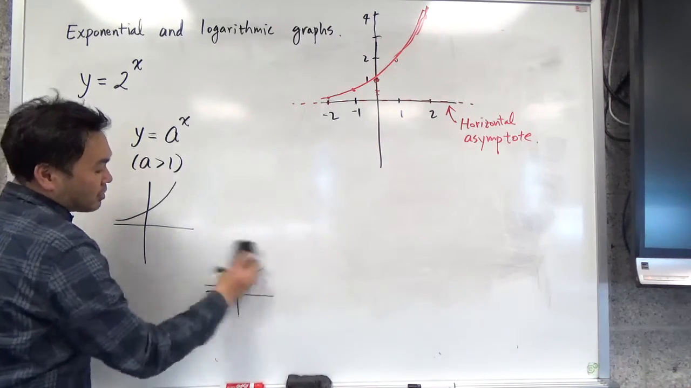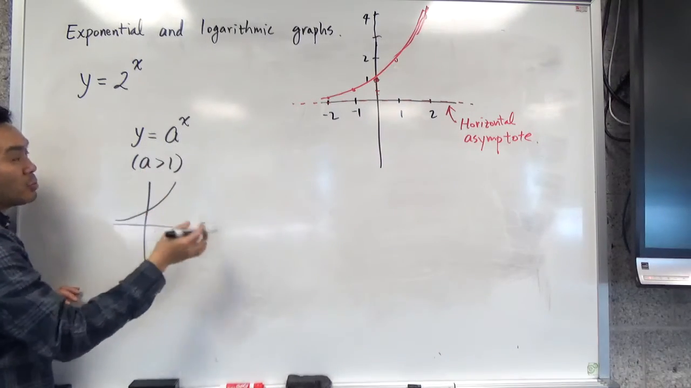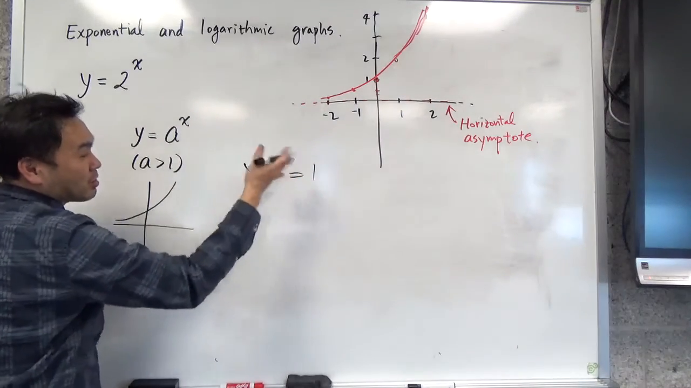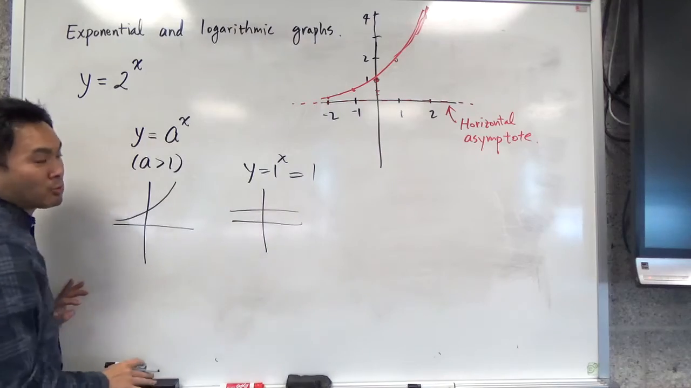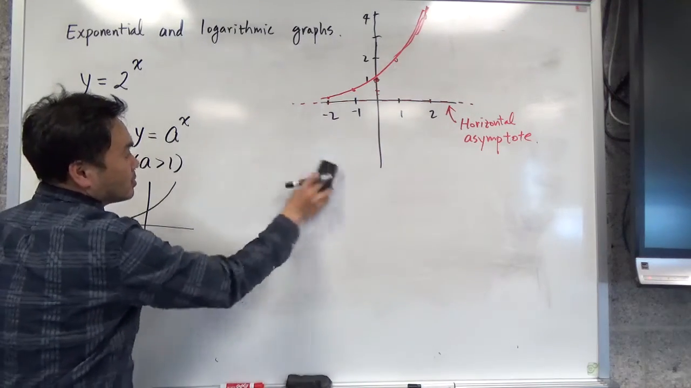Now, the reason I stated that this should be bigger than 1 is because if it was 1, then 1 to the x power. What's 1 to the x power? That's always 1, regardless of the value of x. So in this case, you just get a flat horizontal line. So it's different from this. Okay.